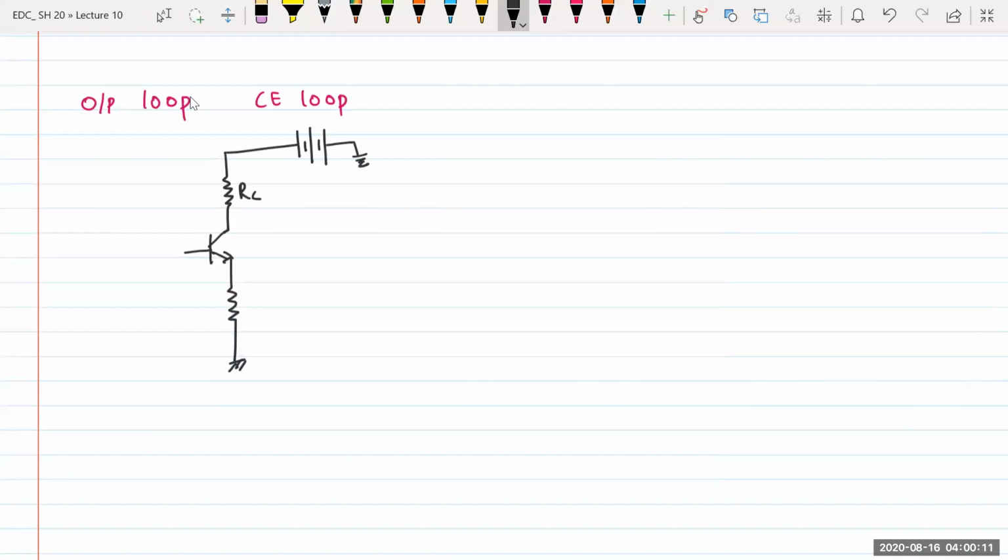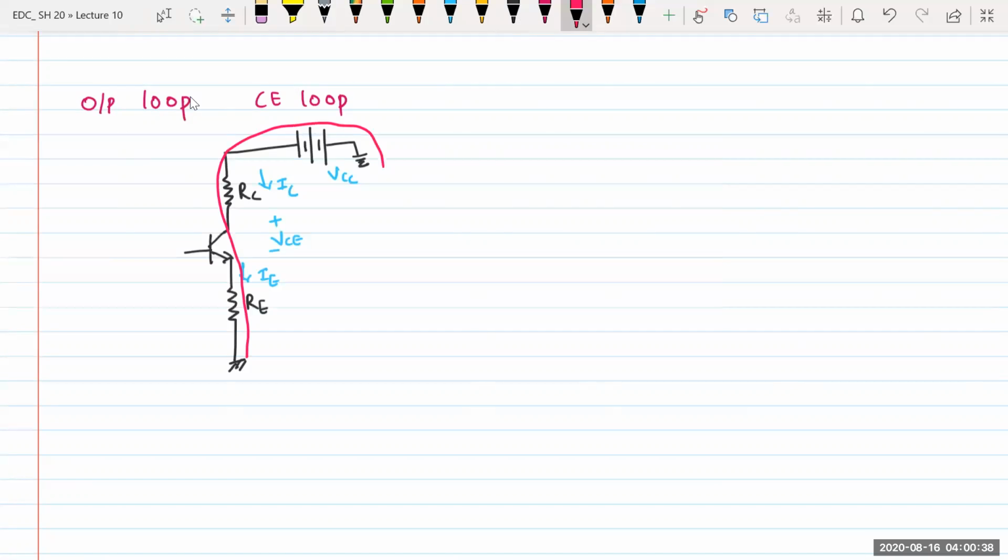RC, RE. Current through this is IC. Current over here is IE. And here we do consider plus minus VCE. This is VCC. Our concept says apply loop from one ground point to another ground point. So I am applying the loop from one ground point to another ground point.